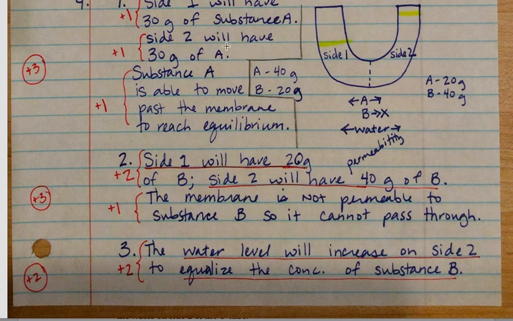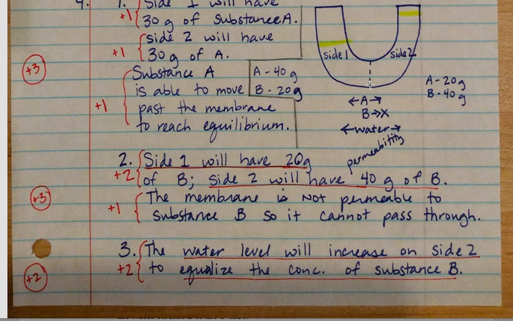after substance A has evened out, side 1 will have 20 grams of B because it can't move, so it's stuck there. Side 2 will have 40 grams of substance B because it's stuck on that side. However, the membrane, okay, so this is why, that's the explanation. The membrane is not permeable to substance B, so it can't pass through. Whatever was there first will remain there because it doesn't pass the membrane. I hope you're seeing my little movement of my mouse.